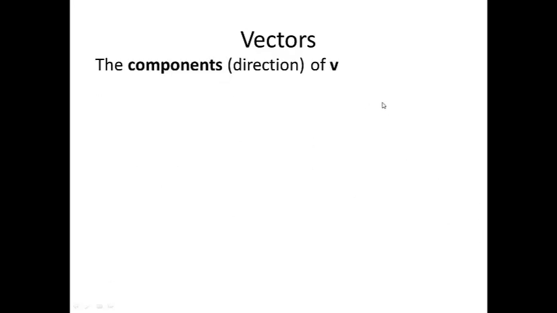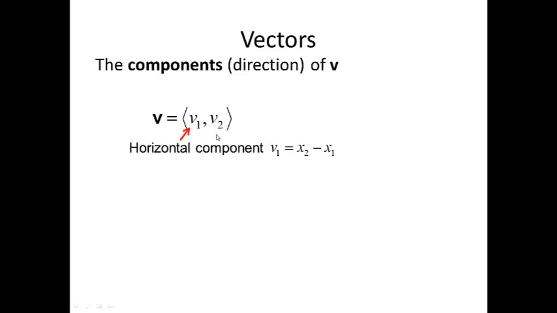So the components, the direction of vector v. This is the component form. A lot of questions will be asking you for the component form. It says how far to the left or right it's moving. That's the first part. And how far up and down. You can think of the x direction and the y direction like an ordered pair.